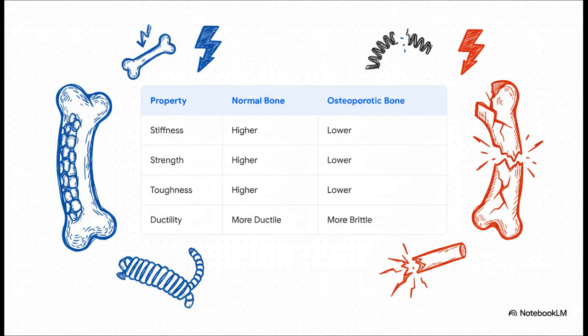And here's exactly how those structural changes cash out in terms of mechanics. Compared to normal bone, osteoporotic bone is less stiff. It's weaker, and it's less tough, meaning it can't absorb nearly as much energy before it breaks. But here's the kicker. It also becomes more brittle. It fails with less warning, and that is precisely why someone with osteoporosis is so much more likely to fracture a bone from a simple fall.